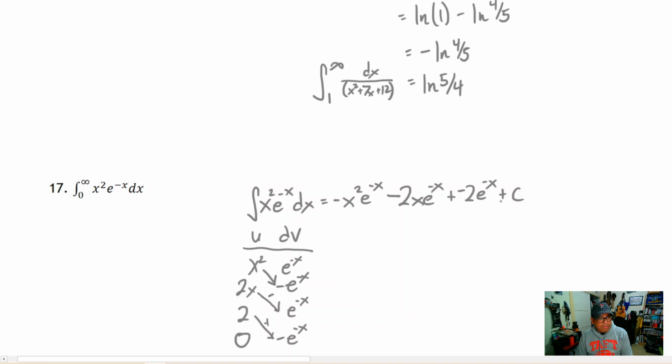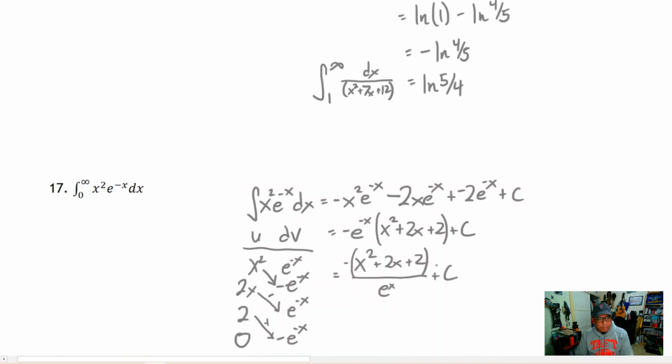With this antiderivative, it looks like we can factor. I'm going to want to factor a negative because every term is negative here. And I'm also going to factor an e to the negative x. And then because I kind of know where this is going, I'm going to change that from negative e to the negative x to 1 over e to the x. Okay, so here's our antiderivative: negative quantity x squared plus 2x plus 2 over e to the x, whole thing plus c.